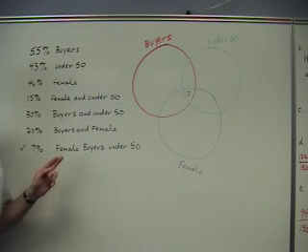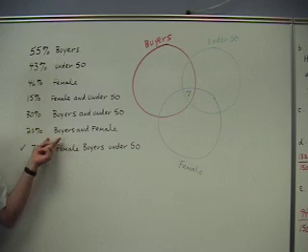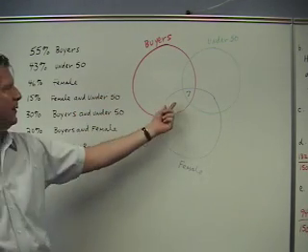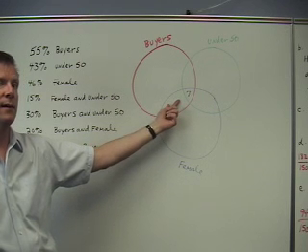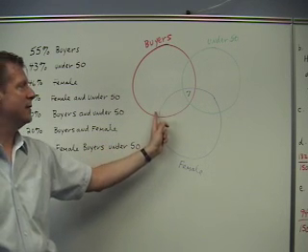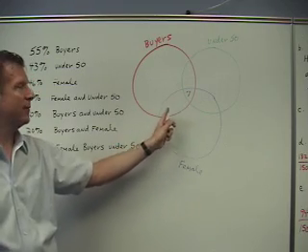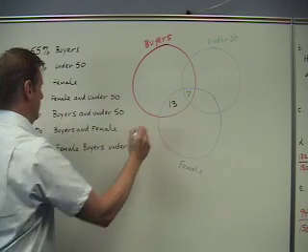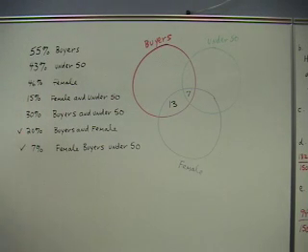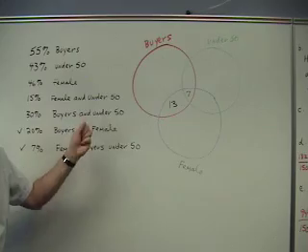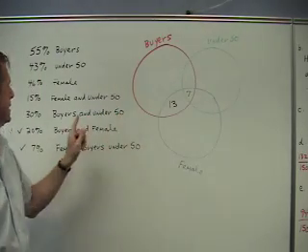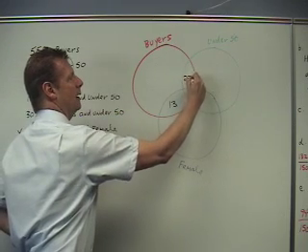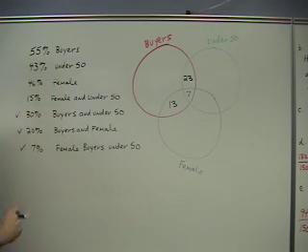Working our way up the chart, we have buyers and female being 20%. Buyers and female would include the red and the blue. Could I put the 20% in here? No, you can't. The 20% includes the blue and the red combined. So if I take 20 minus 7, I'm left with 13. Keep going up. Buyers and under 50 is the red and the green. Same problem. 30 minus 7, you end up with 23. You doing okay so far?